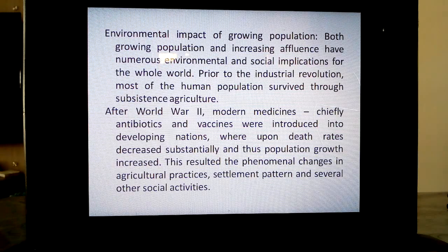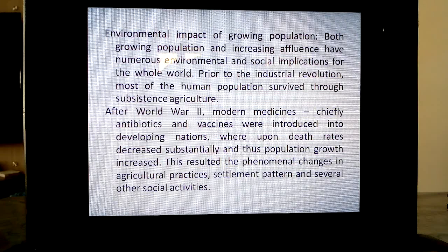And after World War II, modern medicines, chiefly antibiotics and vaccines, were introduced into developing nations, whereupon death rates decreased substantially and thus population growth increased. This is a very important point, children. The discovery of antibiotic and vaccination by Edward Jenner increased the health conditions. Any disease can be treated.